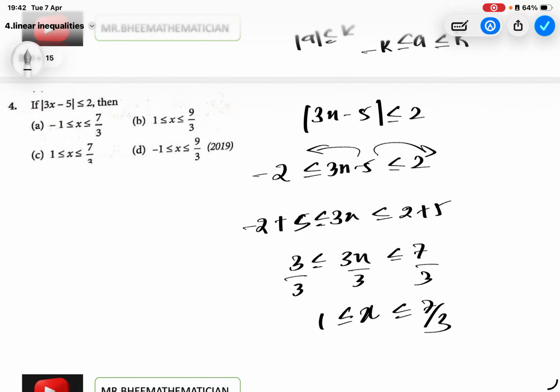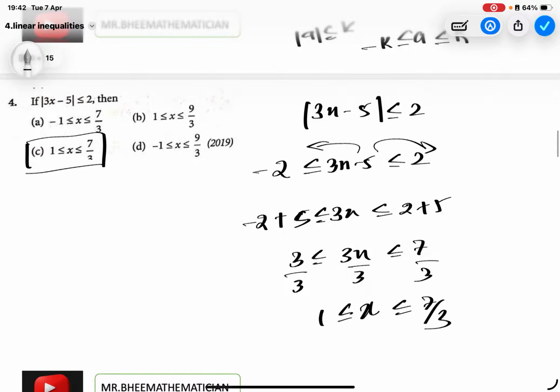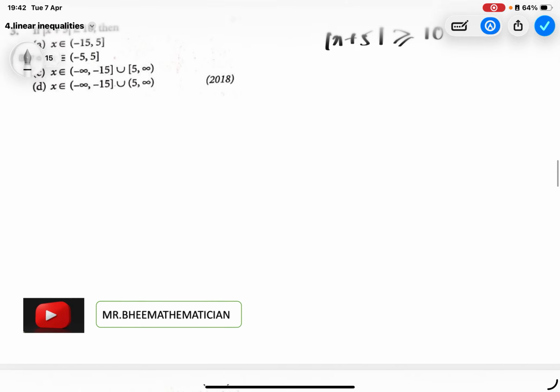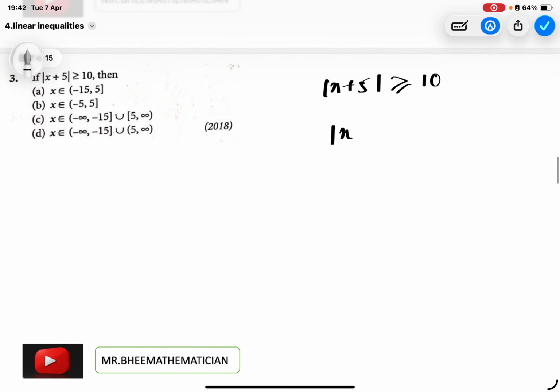So 1 to 7 by 3, the values of this one, that is option C. And 2018, same question: modulus of x plus 5 is greater than or equal to 10. You should remember modulus of ax is greater than or equal to a means x is greater than or equal to a, or less than or equal to minus a. You should find these two and take the union.